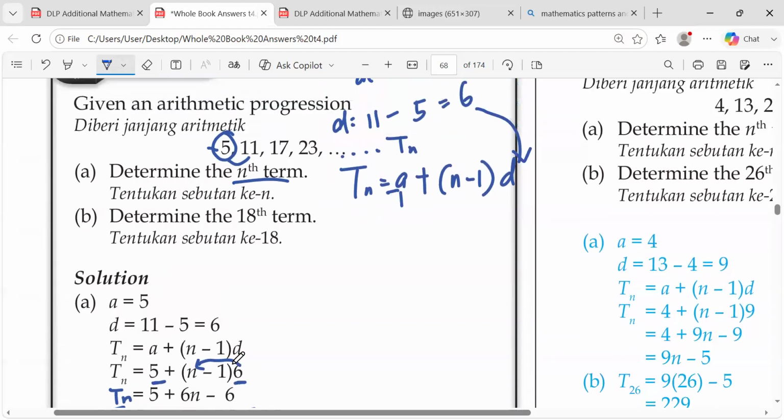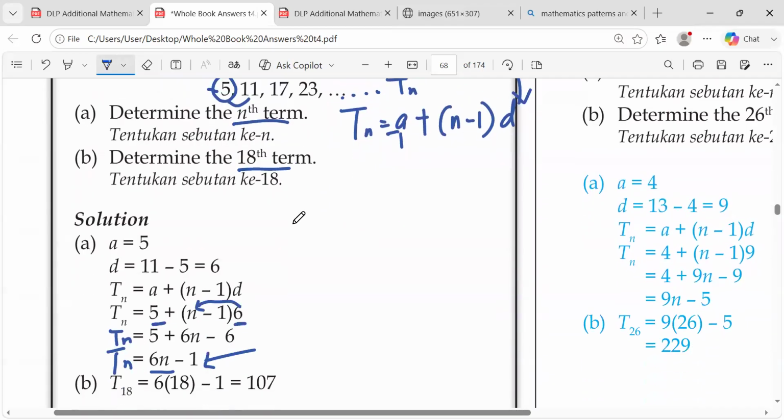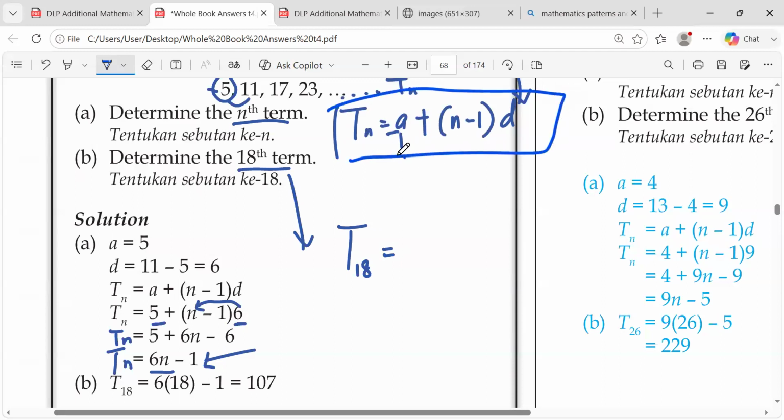Okay, next. Determine the 18th term. The 18th term means you just substitute 18 inside. You don't need to substitute the formula again, because you already calculated for the last term. You just calculate when n is 18, and the number is 107.